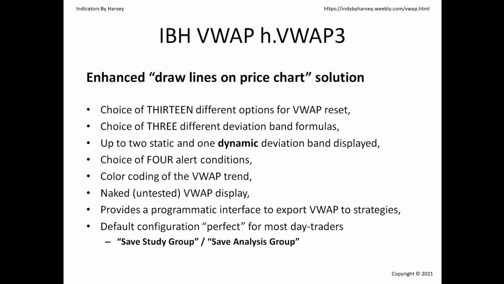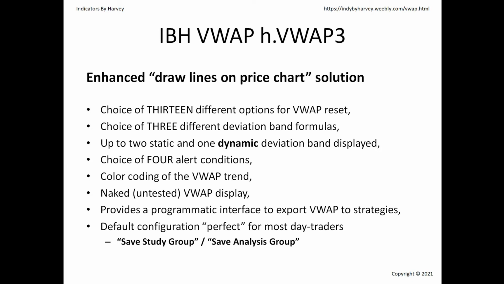There are 13 different options for the VWAP reset. You can reset on an intraday session, on daily at a specific time, weekly, monthly, yearly. In addition, it could do it for 2 intraday sessions, 2 days, 2 weeks, 2 months, 2 years. There's a rolling or a moving VWAP, a maximum permissible deviation VWAP, and an anchored VWAP.